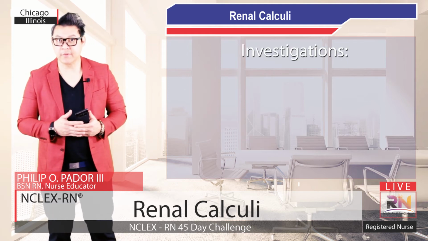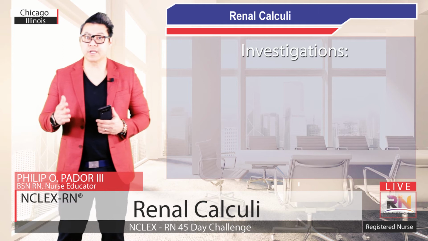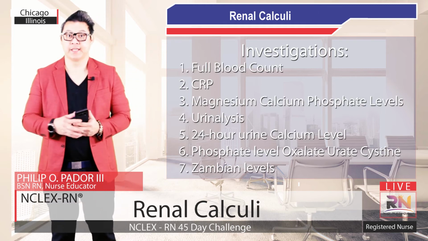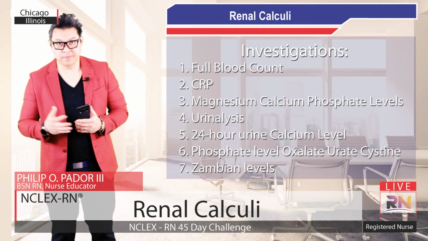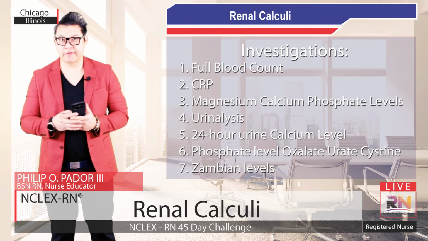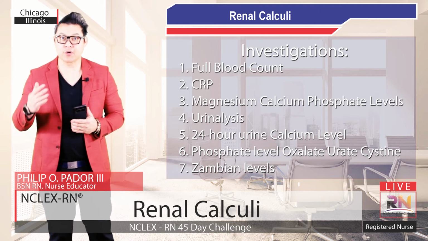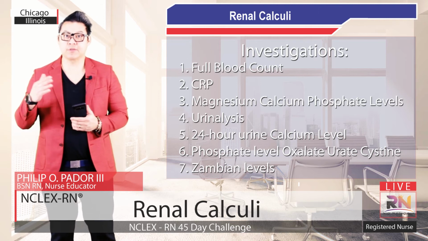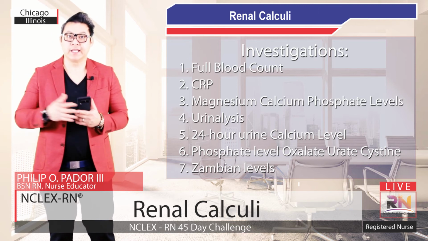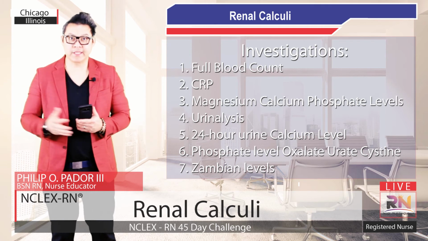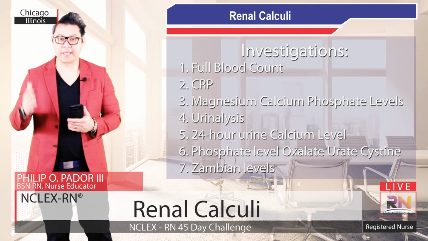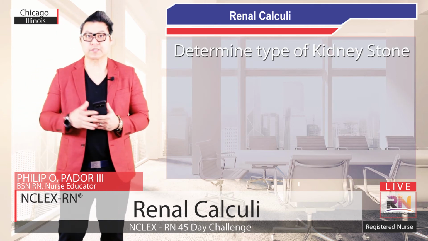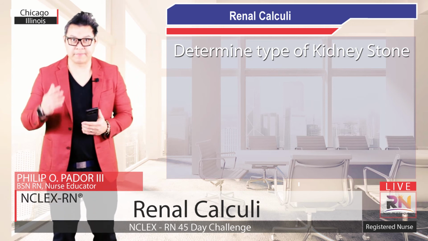Investigations for suspected renal calculi, renal stones, include the full blood count, CRP, magnesium, calcium, phosphate levels, and urinalysis, which may show hematuria. A 24-hour urine can check calcium levels, phosphate, oxalate, urate, cystine, and citrate levels. And this can show us what type of kidney stones it might be.